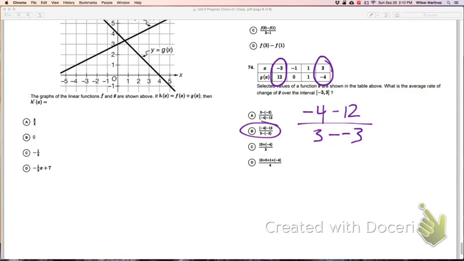I suppose it could have been in the other order also, but they didn't choose the other order in this case. So B is the correct answer, and that's the last one for today.